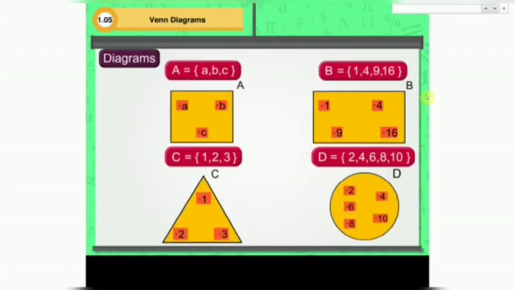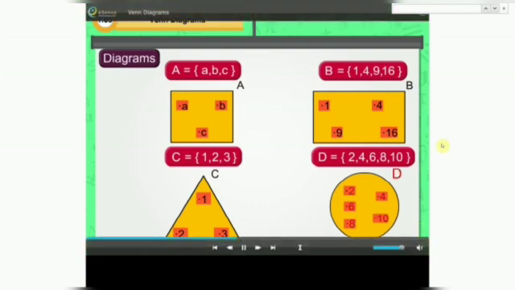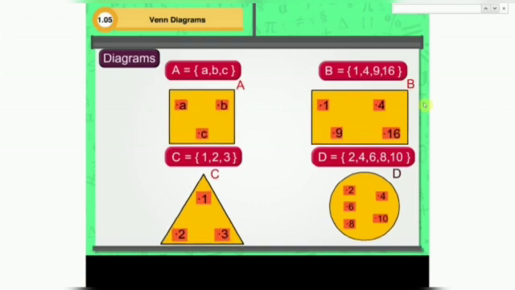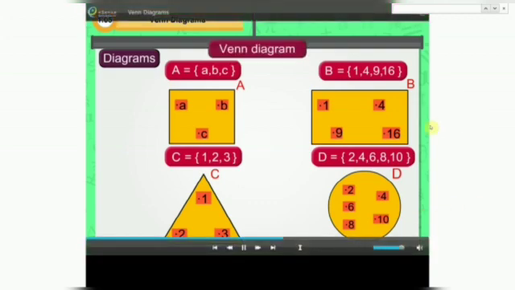Look at these figures. A, B and C are elements of set A. 1, 4, 9 and 16 are elements of set B. 1, 2, 3 are elements of set C. 2, 4, 6, 8 and 10 are elements of set D. These figures represent set A, set B, set C and set D respectively with the help of a square, rectangle, triangle and a circle. And these figures are called Venn diagrams.